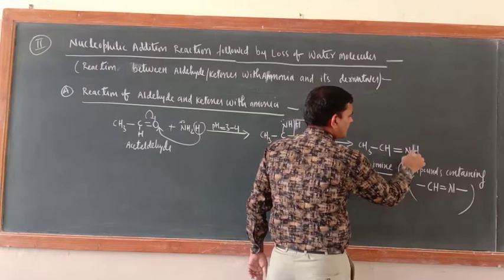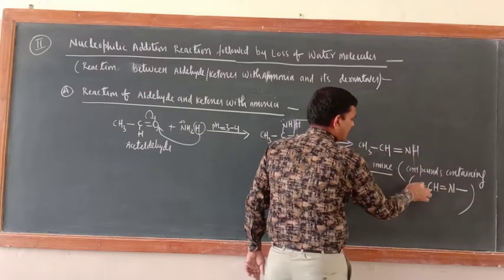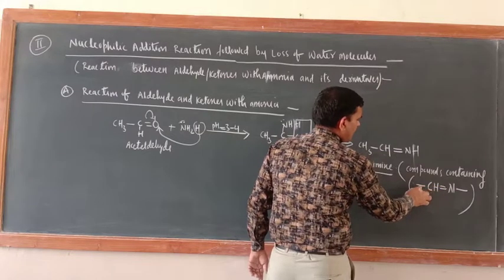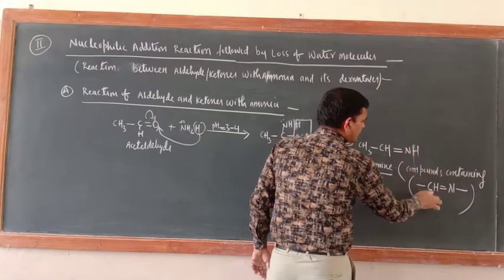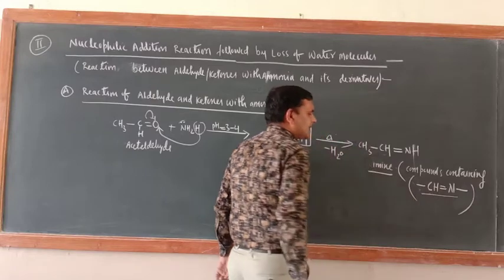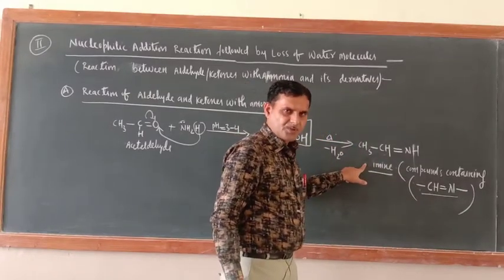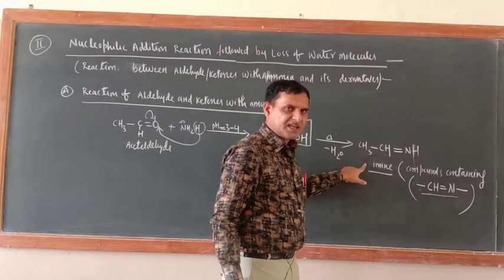It is understood that a single bond means H would be there, and here also one of the groups would be there, to complete the 4 bonds of carbon. Compounds which contain a CH double bond N group are known as imines. Now try to understand here.